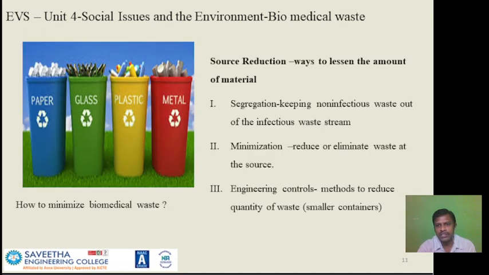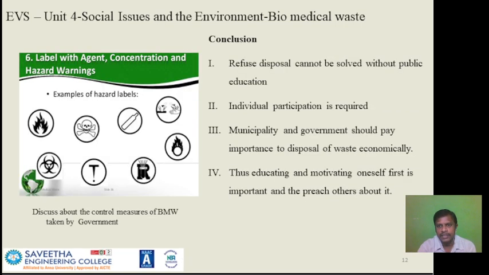And here are ways to lessen the amount of materials. First one, segregation: keeping non-infectious waste out of the infectious waste stream. Minimization: reduce or eliminate waste at the source. And engineering controls: methods to reduce quantity of waste, such as smaller containers. Conclusion: refuse cannot be solved without public education. Individual participation is required, and the municipality and government should give importance to economical disposal of waste. Thus, educating and motivating oneself first is important, and then preach to others about it.